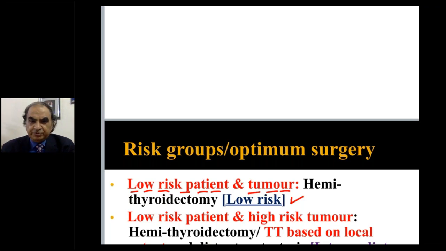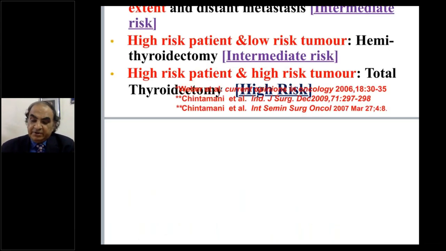Low risk patient and high risk tumor, you can go for hemi or total based on the local protocol, which again would vary, but you can take them as rough guidelines. They're not gospels. And if there is, at the bottom, high risk patient, high risk tumor, we may go for total thyroidectomy in most cases. The only doubt was in the middle groups, which are intermediate risk, that is here and here. So high risk patient, low risk tumor, or low risk patient and high risk tumor, we can do hemi or total depending upon the protocol in the unit.